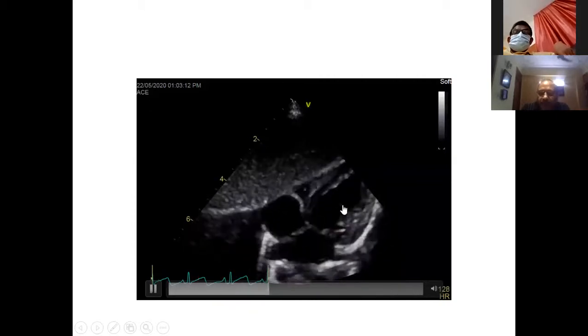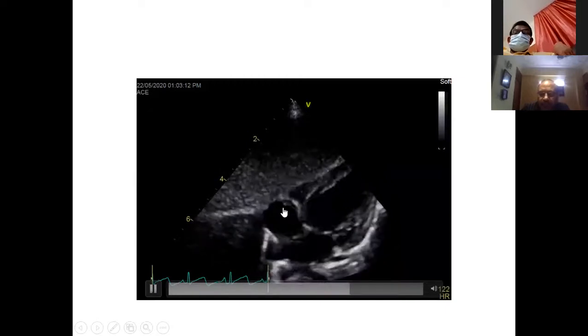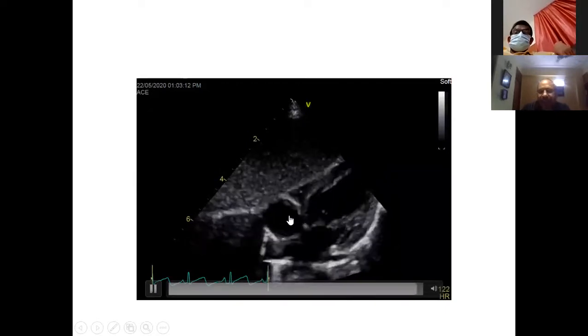I do not know about this. I do not know about this. I do not know about this. Only fact is this is the right atrium.